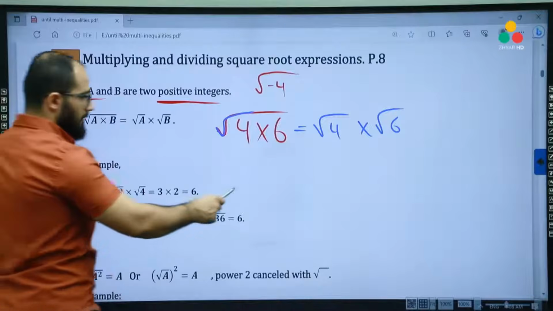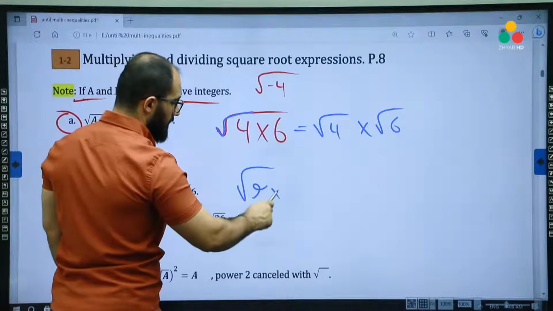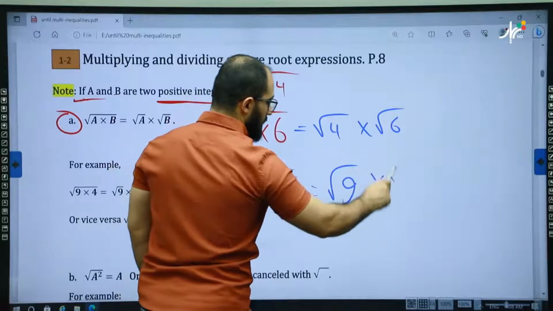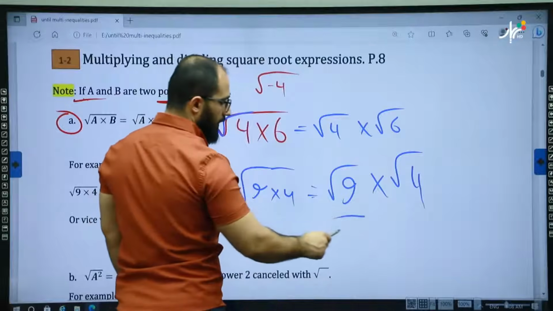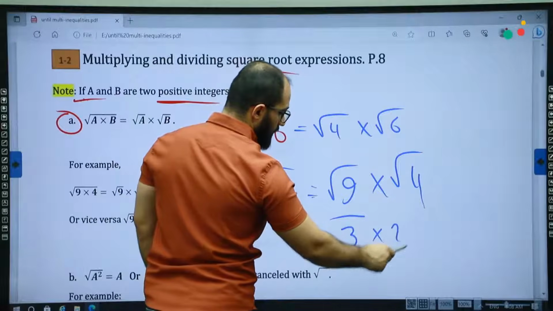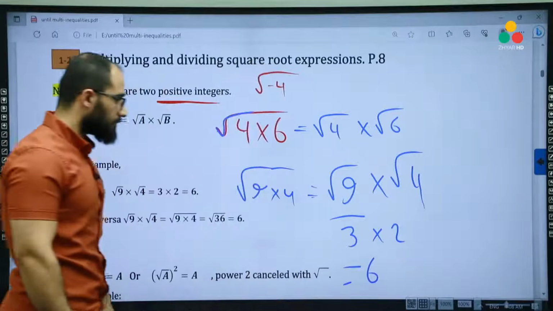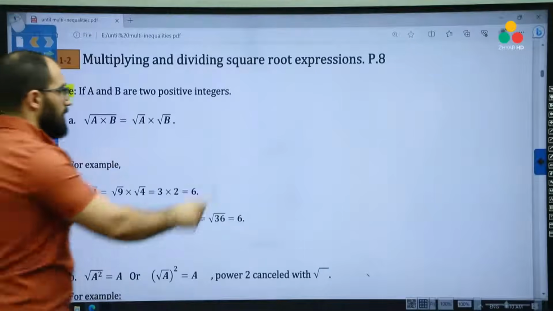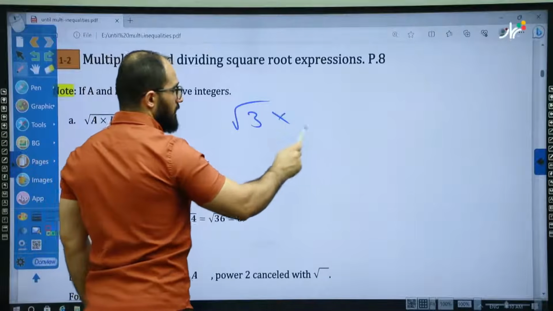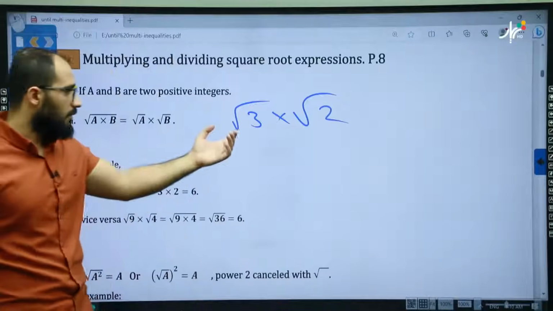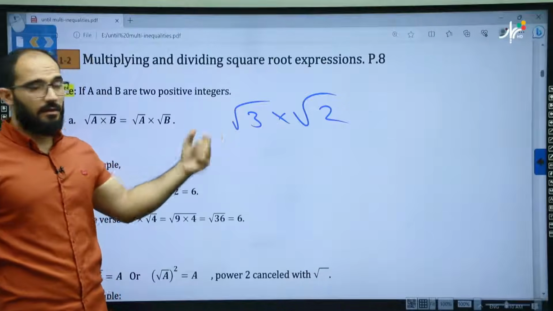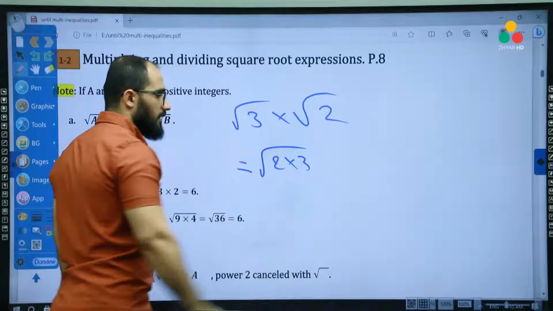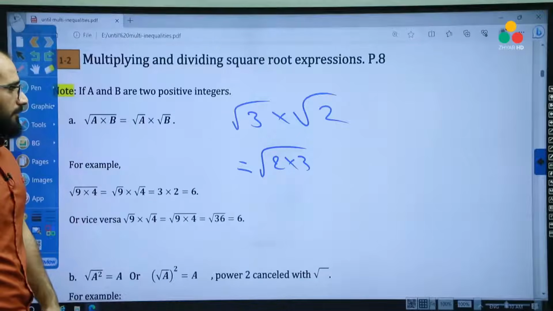We have that example, say the square root of 9 times 4. So we can write the square root of 9 times the square root of 4. The square root of 9 is 3, times the square root of 4, which is 2. Then it's going to be 6. Also, if you have the square root of 3 times the square root of 2, this time the square roots are separated, we can write them as one square root, 2 times 3. This is for multiplication.